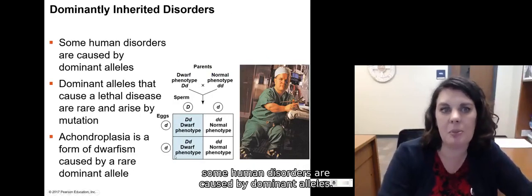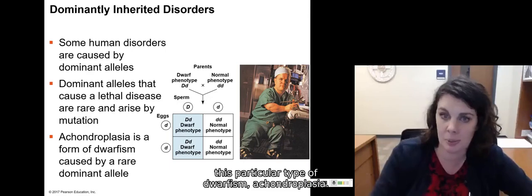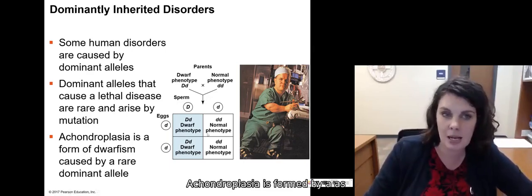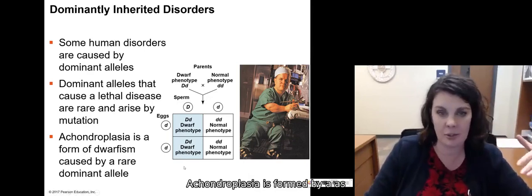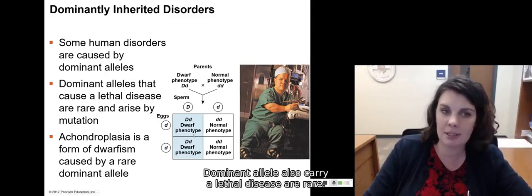Okay, and then dominantly inherited disorders. Some human disorders are caused by dominant alleles. One example would be this particular type of dwarfism, achondroplasia. Achondroplasia is a form of dwarfism caused by this rare dominant allele.